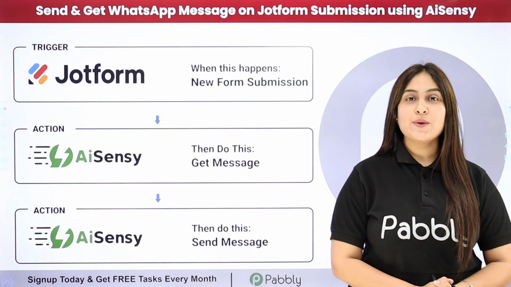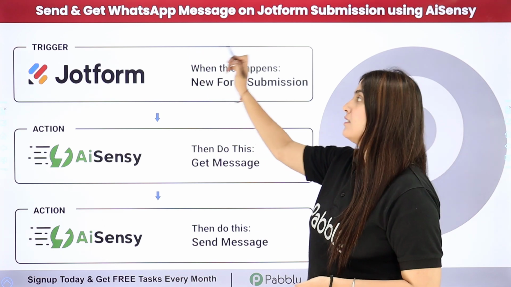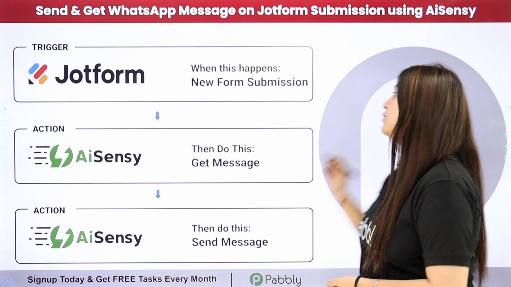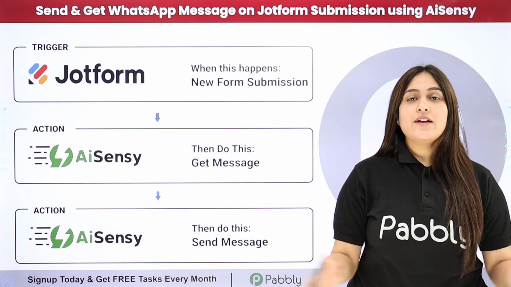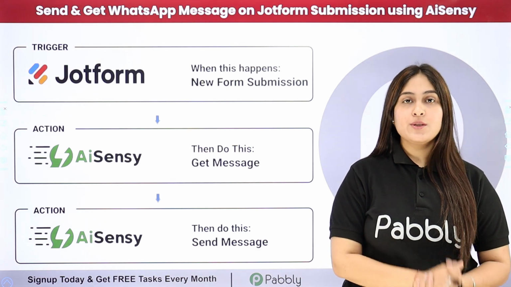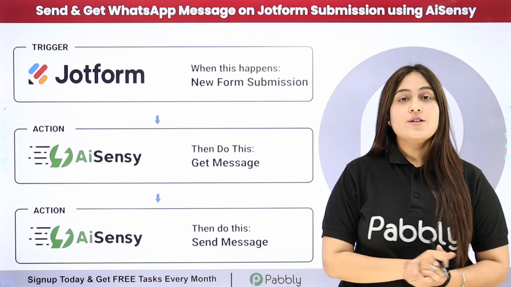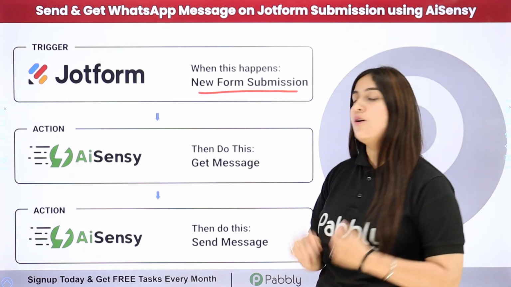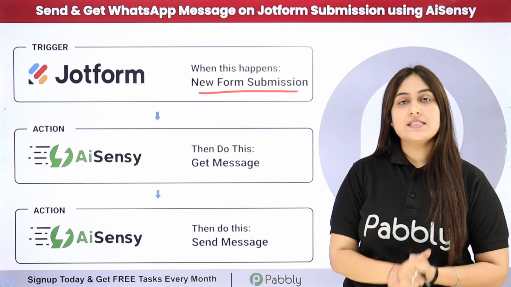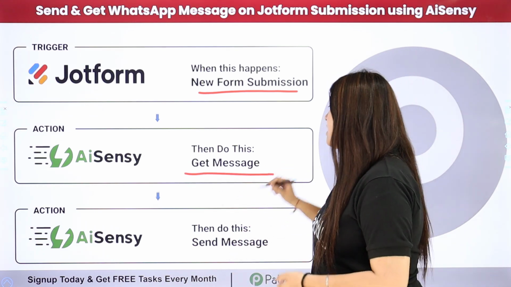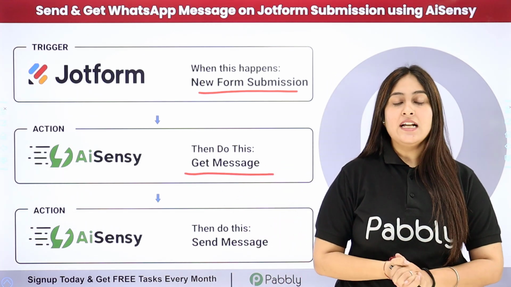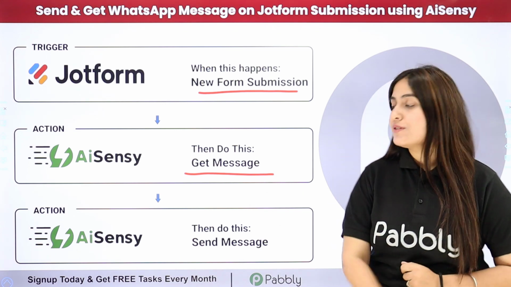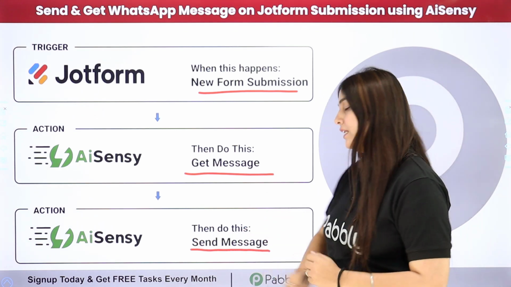So in this video we are going to understand how to send and get WhatsApp message on Jotform submission using AiSensy. So I run a travel agency and I have created an inquiry form using Jotform. So now here my objective is that whenever I'm going to receive a new form submission, then automatically an automated WhatsApp message should be sent to my lead confirming the inquiry receipt, and after that automatically I should receive a WhatsApp message with all the inquiry details.